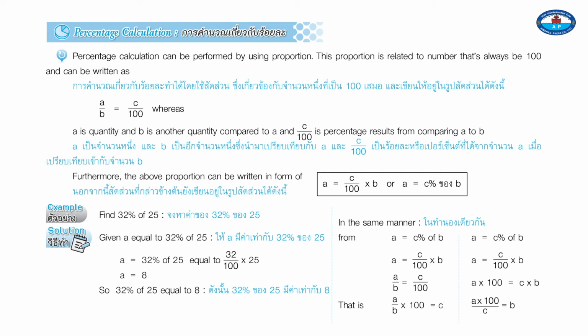In the same manner, from A equals C percentage of B, A equals C over 100 times B. A over B equals C over 100. A times 100 equals C times B. That is, A over B times 100 equals C. A times 100 over C equals B.